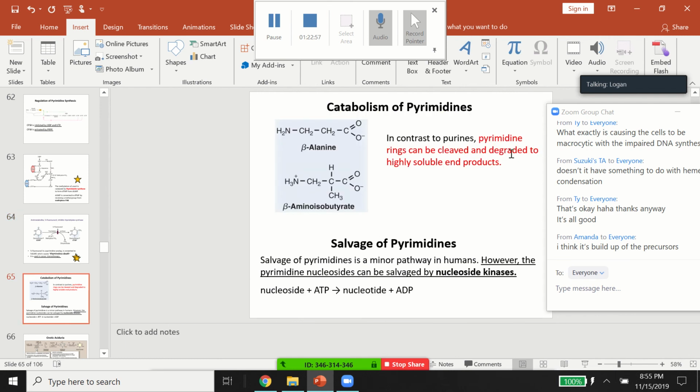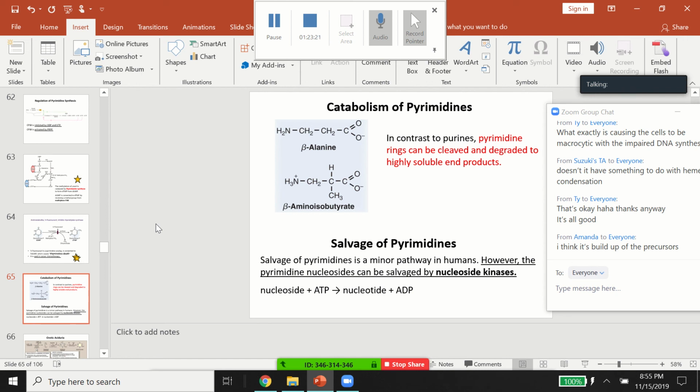Alright, catabolism of pyrimidines. So how are they broken down? In contrast to purines, pyrimidine rings can be cleaved and degraded to highly soluble end products. So it's really not a big deal at all. She doesn't really want you to know much about catabolism of pyrimidines. It's more so purines with that whole gout problem, right? And all that other disease process we've already talked about.